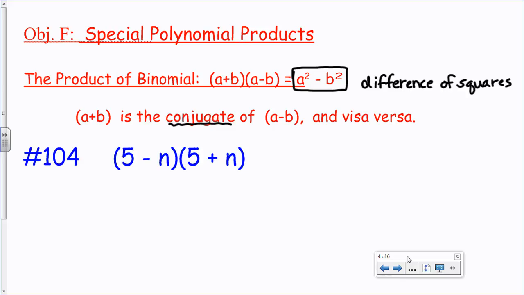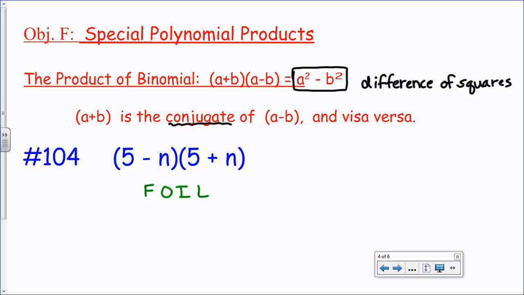See what happens when we multiply these conjugates. So 5 minus n and 5 plus n are conjugates. Let's multiply those together. In the past, to multiply two binomials, we used FOIL, and we will still use this. We're going to go ahead and still use FOIL, but we'll see that when you're multiplying conjugates, there's a shortcut you can use.